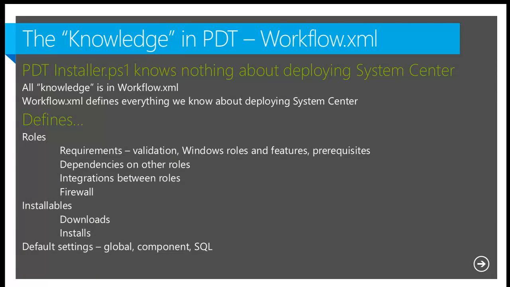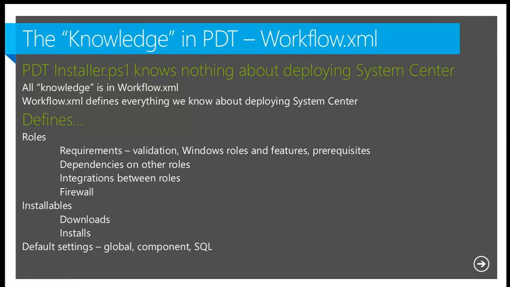So my Orchestrator management server has a dependency on the Orchestrator database server. I can't install the management server until the database server is complete. What the integrations are between roles. We don't require you to specify integration. We just automatically know that if I'm installing Virtual Machine Manager and Operations Manager, there's integration between them, and I'll actually go and run that integration. You don't have to tell PDT to do it. It knows how to do it.